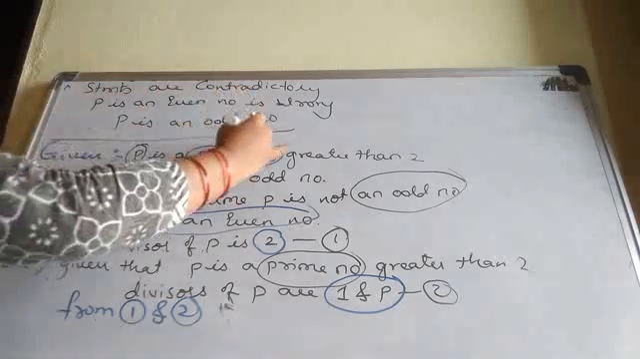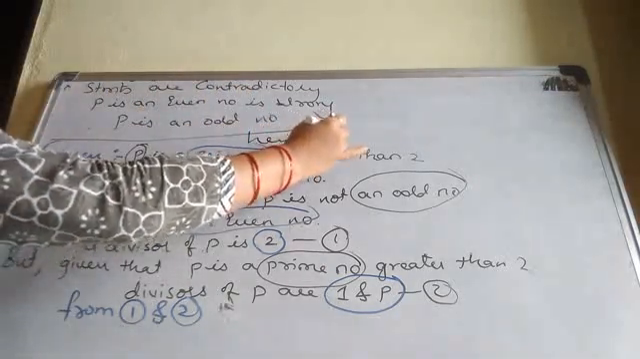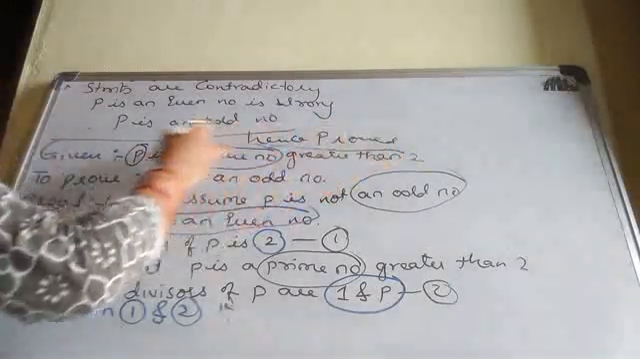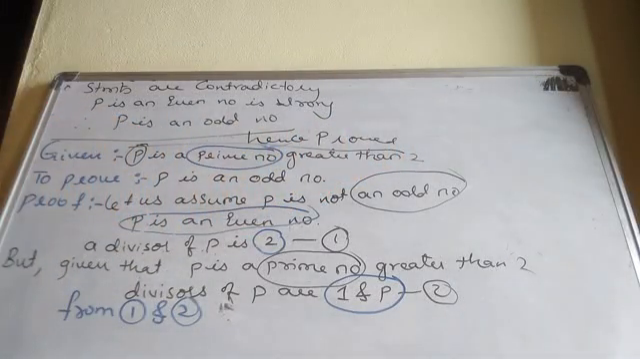So here, hence proved. Okay students, by this your theorems are completed. The first theorem is for the direct method and the second theorem is for the indirect method. Okay students.